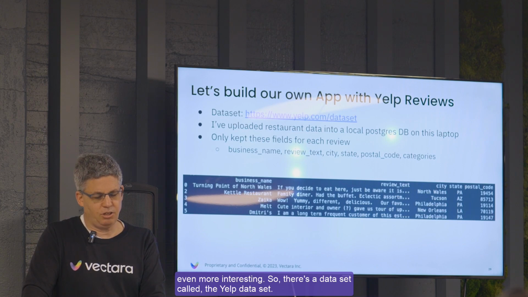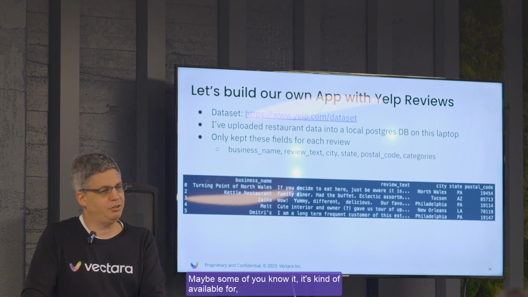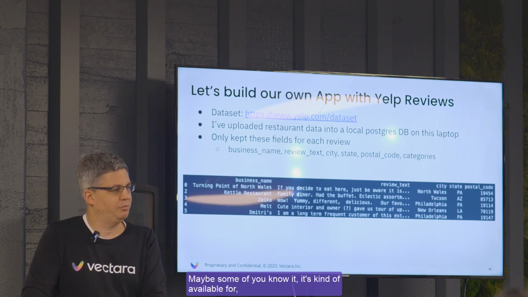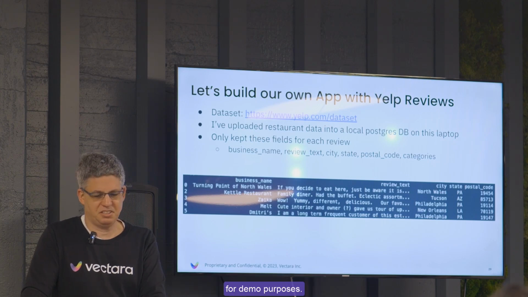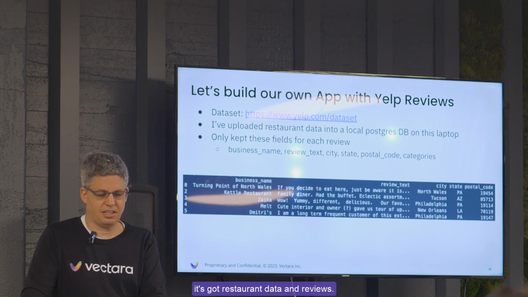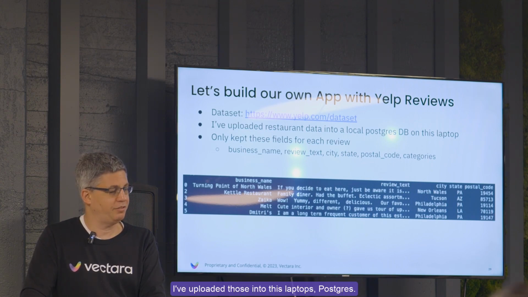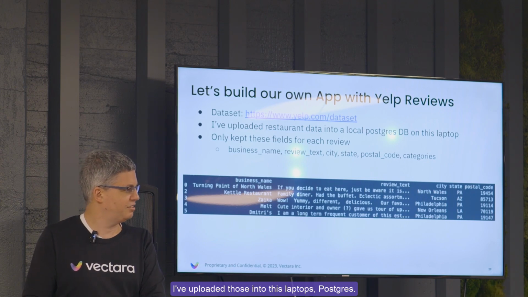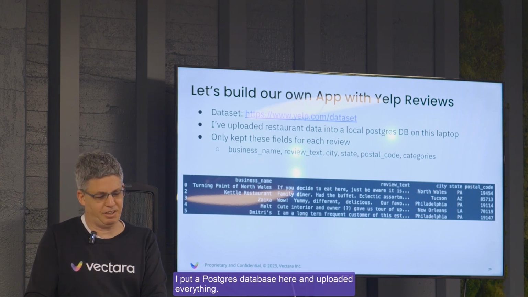So there's a data set called the Yelp data set. Maybe some of you know it. It's kind of available for demo purposes. And what I've done is I've uploaded this data set. It's got restaurant data and reviews. I've uploaded those into this laptop's Postgres. I put a Postgres database here and uploaded everything.